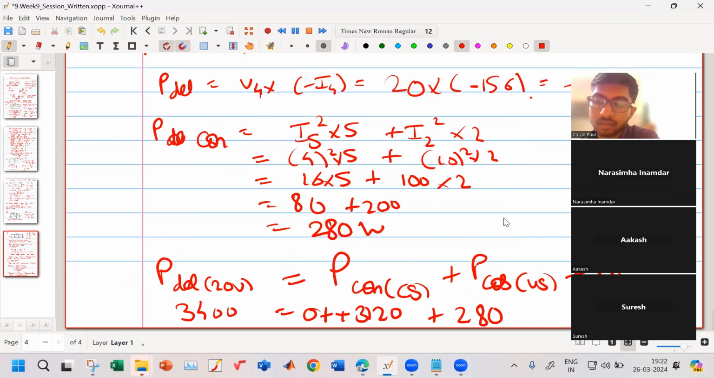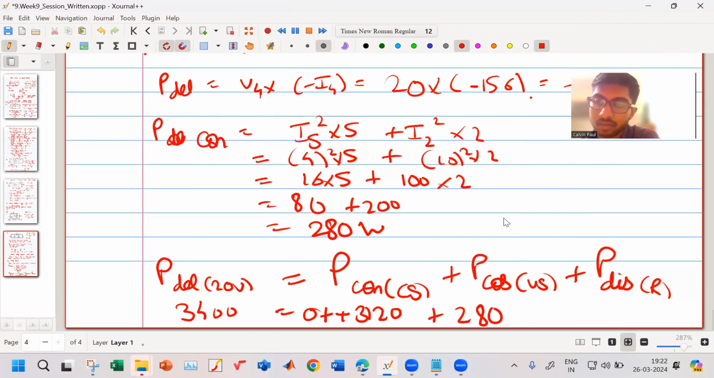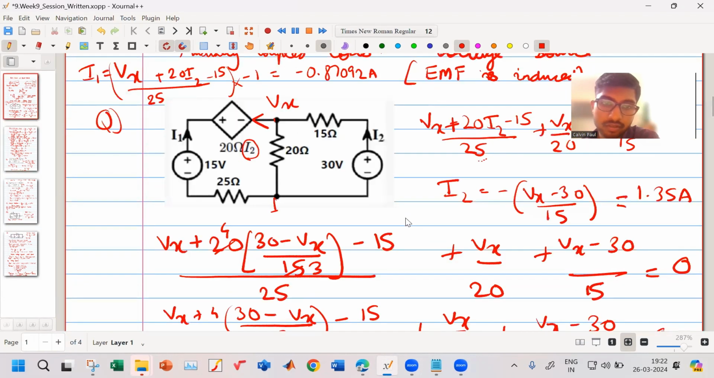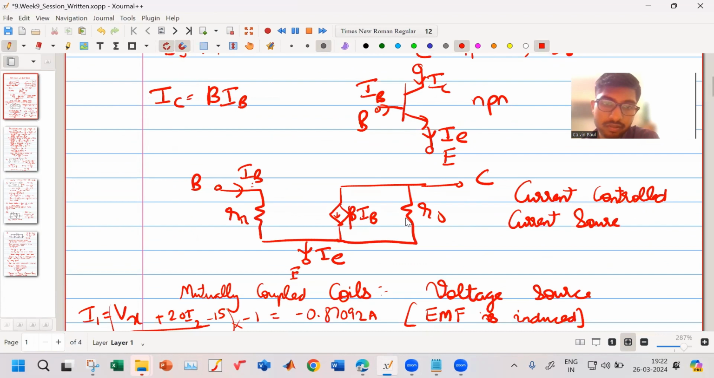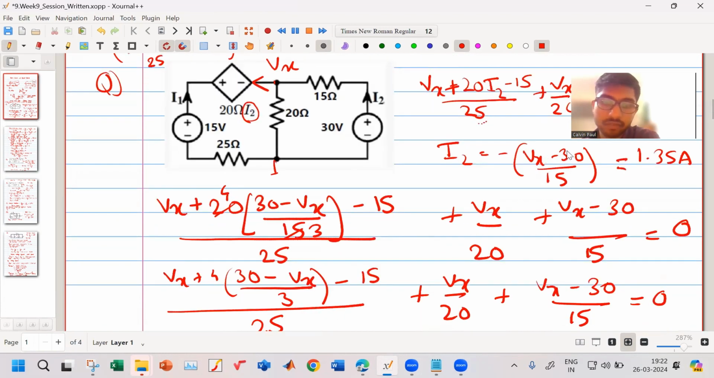Sir, can you solve question number 1 with KVL loop analysis? This one? Yes, sir, question number 1, the first question. Okay, I'll solve that. One minute, I'll just discuss with Suresh.